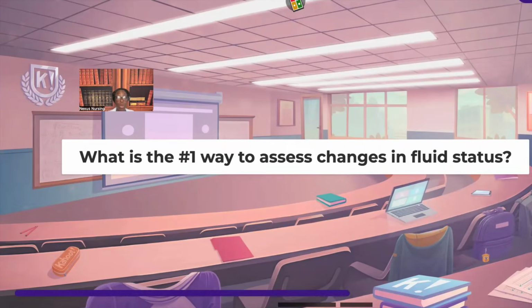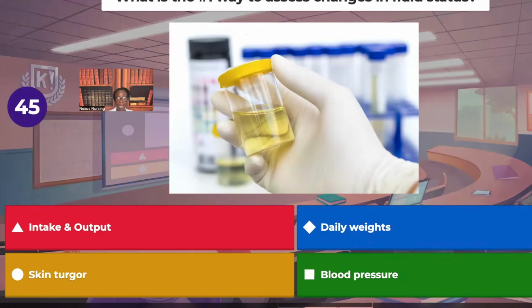What is the number one way to assess changes in fluid status? Would it be I&O? Would it be daily weights? Would it be skin turgor? Or would it be taking the patient's blood pressure?